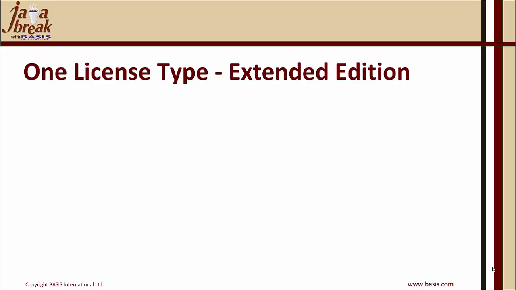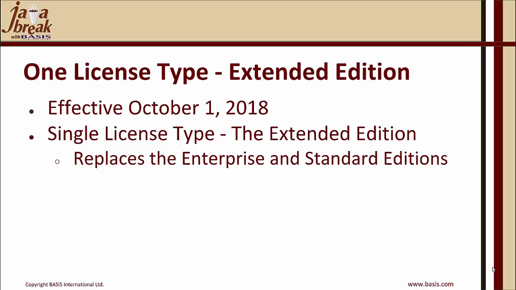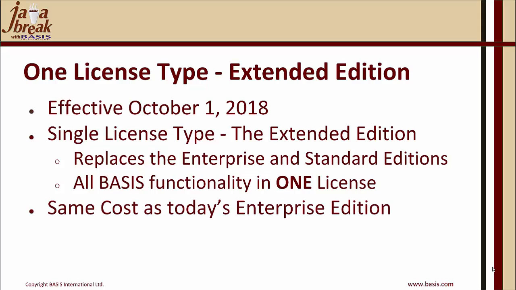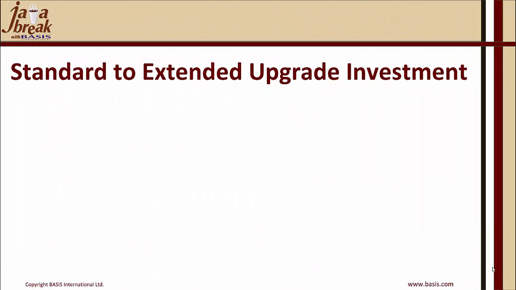Let's look at the one license type, the Extended Edition. Effective from October the 1st, 2018, we will have a single license type, the Extended Edition. It replaces the Enterprise and Standard Editions. All of the Basis functionality will be contained within one license. It's the same cost as today's Enterprise Edition. All Enterprise Edition licenses will become Extended Edition licenses.